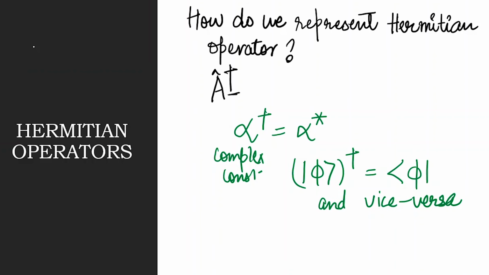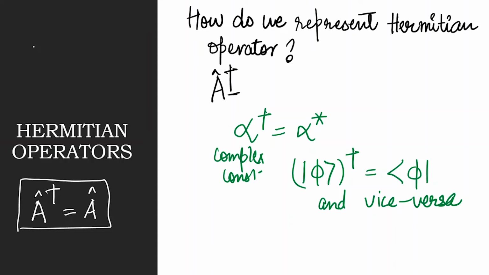So what are Hermitian operators? If any operator holds this relation, if the adjoint of any operator is equal to its original operator, then such an operator is a Hermitian operator.